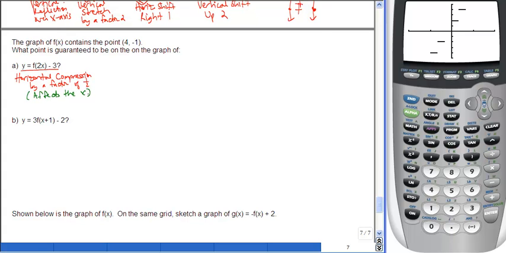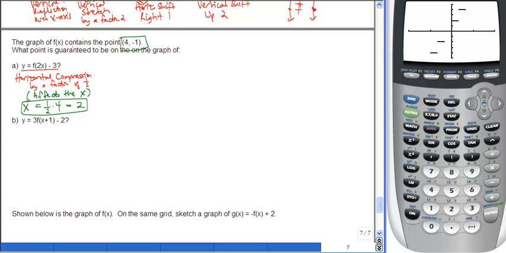So, in this point right here, what's our x value? 4. And what we're going to do is we're going to compress that x by a factor of a half. So what would 4 turn into? What's half of 4? That would be 2. So our new x value is going to be 2. Okay? So that's how we figure out our x.